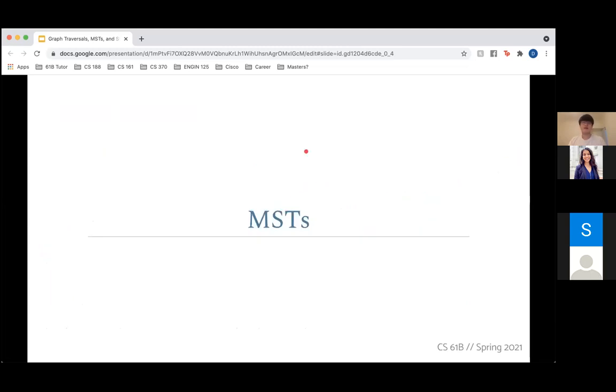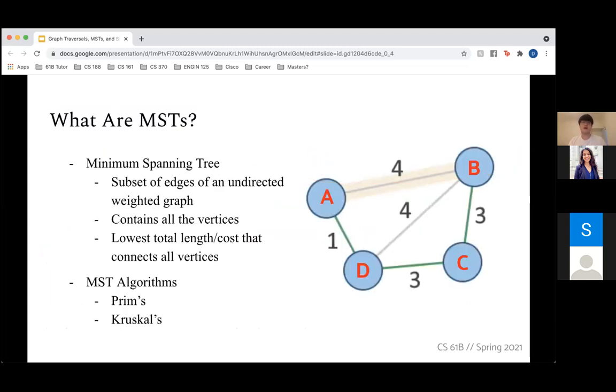Okay. Next, we're going to be going on to MSTs. MSTs are also known as minimum spanning trees. They're basically a subset of edges within an undirected weighted graph, and those edges connect all the vertices within the graph using the lowest total cost of edges.